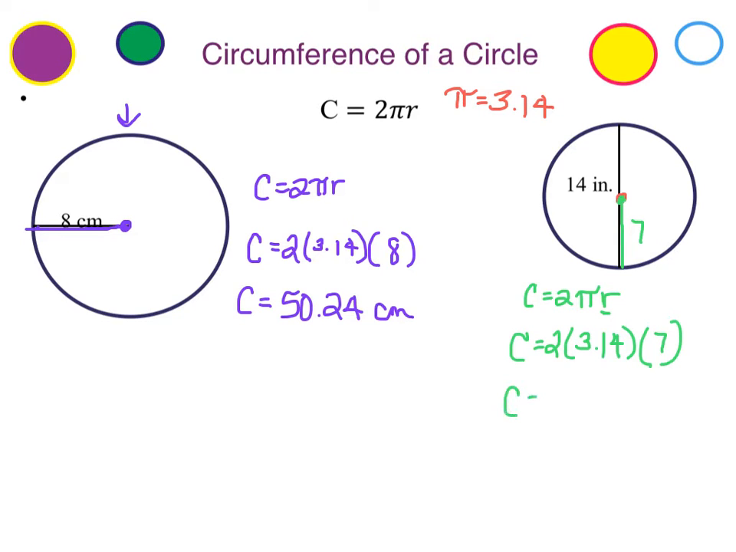From here, I'm just going to multiply them all out. 2 times 3.14 times 7 gives me a circumference of 43.96 inches. So calculating the circumference, we use C equals 2 pi r, determine your radius, and plug it in for r, multiply it straight across.